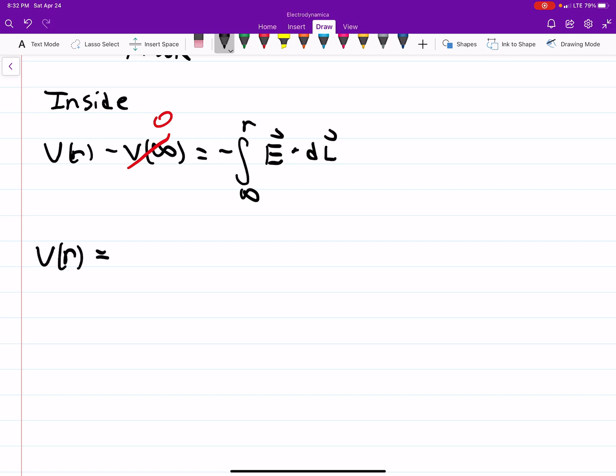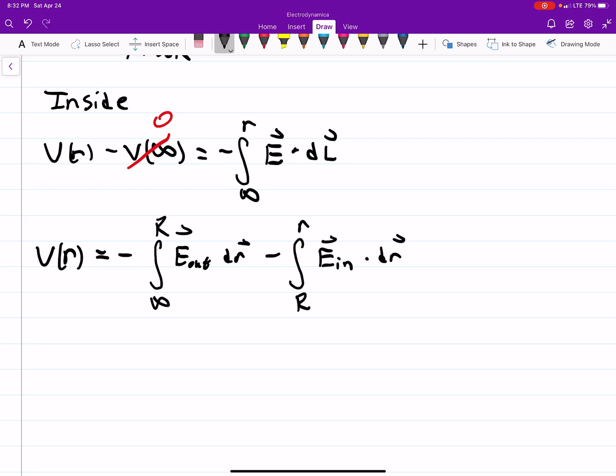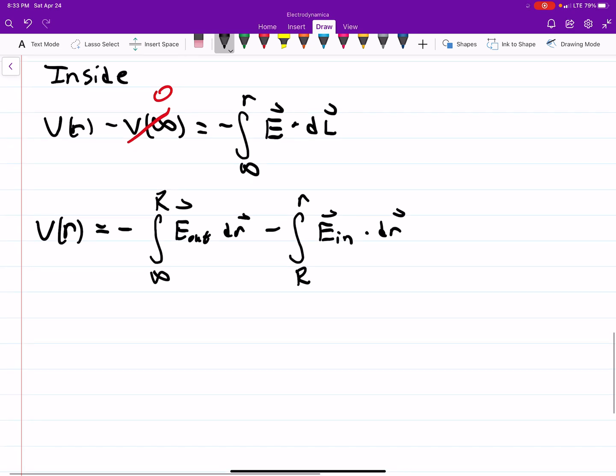So V of r, that's inside, is minus the integral from infinity to big R of your E field outside, dr, minus the integral from big R to little r of the inside E field dr. So we broke this integral up into 2 different regions, and we actually have already done that one integral. That is going to be exactly the same as before. There's going to be nothing different. This is Q over 4 pi epsilon naught big R.